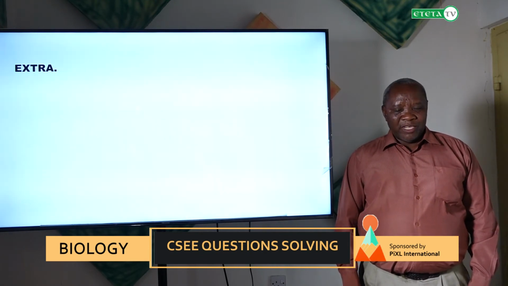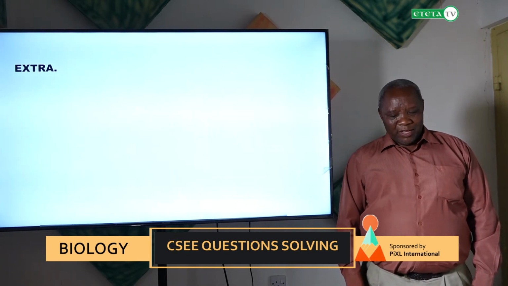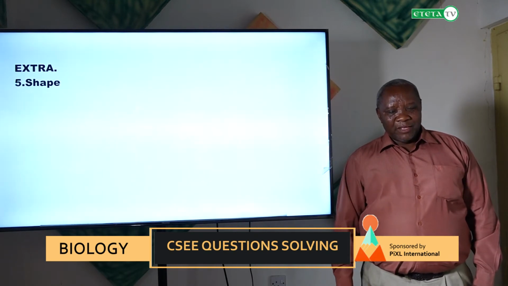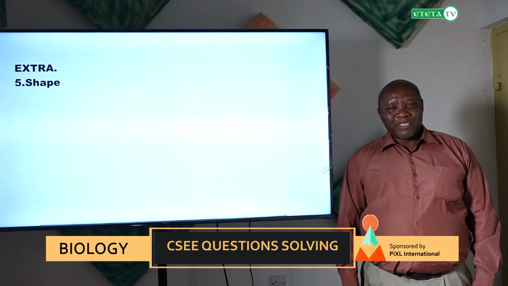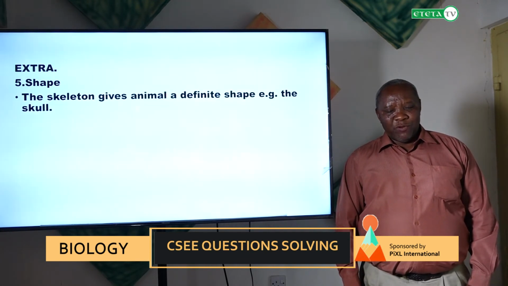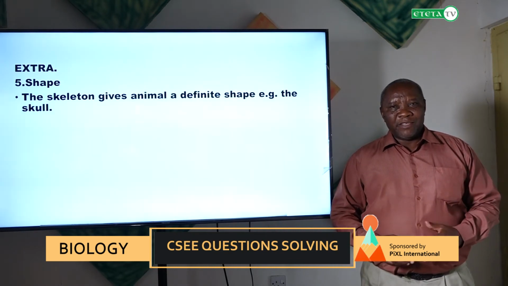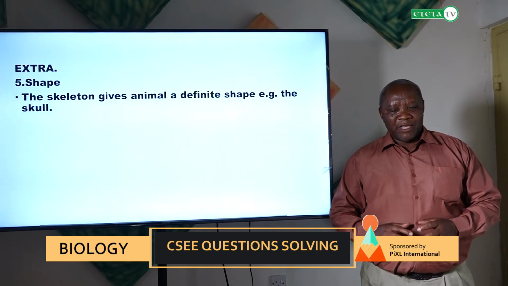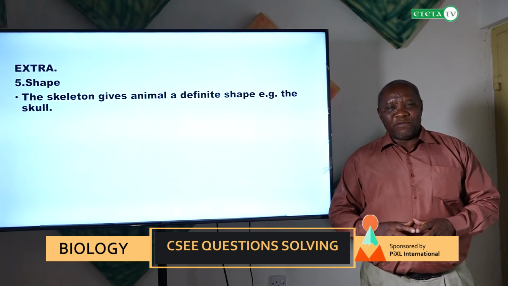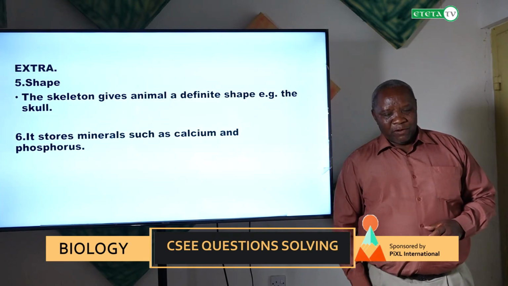According to the question, only four functions were needed, but you have extras which you can also add. Extra: the human skeleton also gives the shape of the organism. The framework that the skeleton gives the animal a definite shape, for example, the skull and the chest, so that you can find that it gives a specific shape to the organism or an individual. So that is another function.